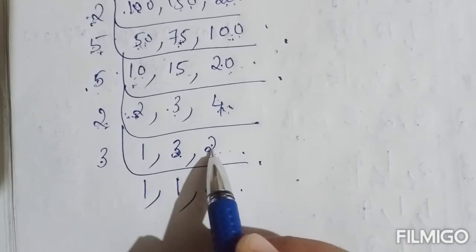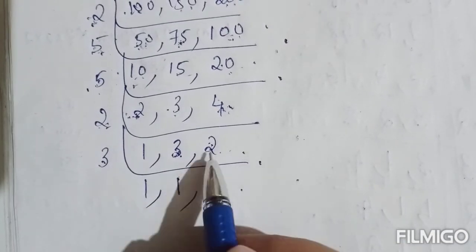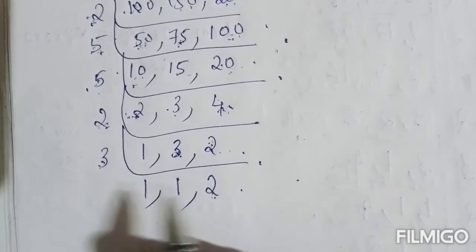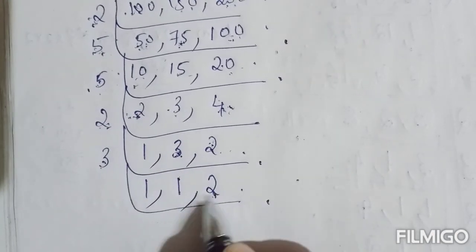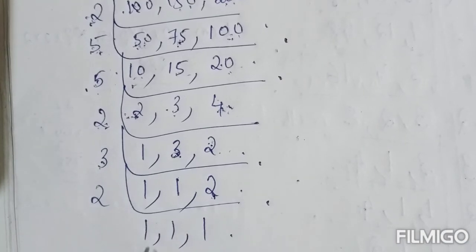Okay, you can't divide 2 by 3. So in place of 2 you can write a 2. Now 2 you can divide by 2 only. So 1, 1, 1. Now you can stop. You got a 1 on the bottom line.